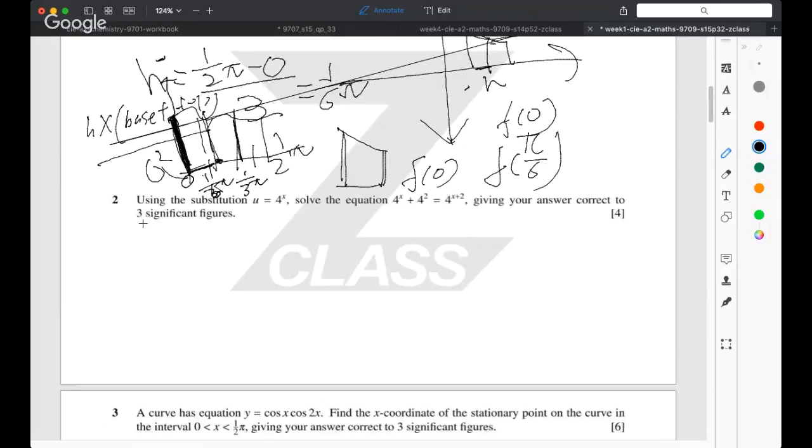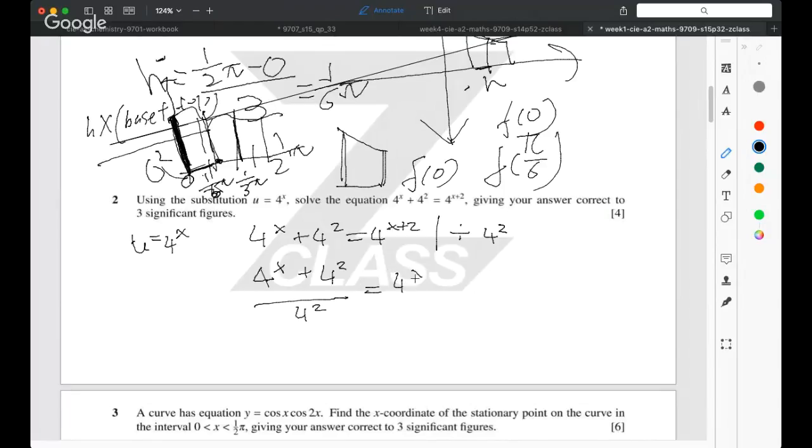So we have u equals 4 to the power of x, and we need to write this in terms of u. So what I do is I divide this by 4 to the power of 2, and then I get 4x plus 4 to the power of 2 divided by 2 equals 4x, and then I can write that in terms of u.